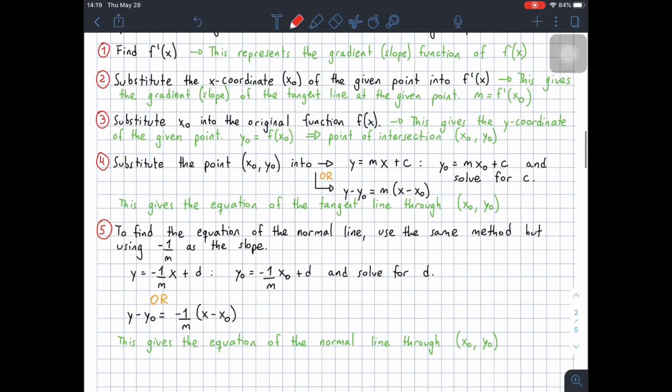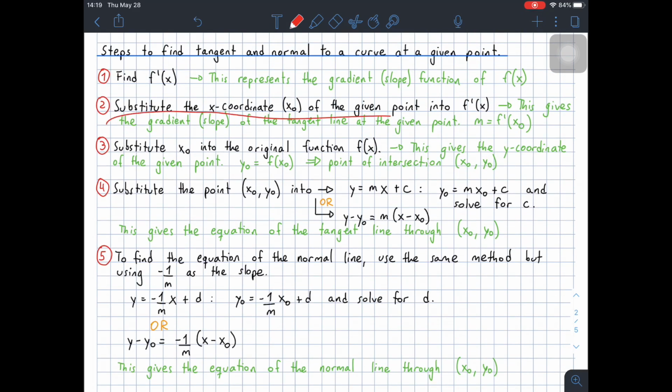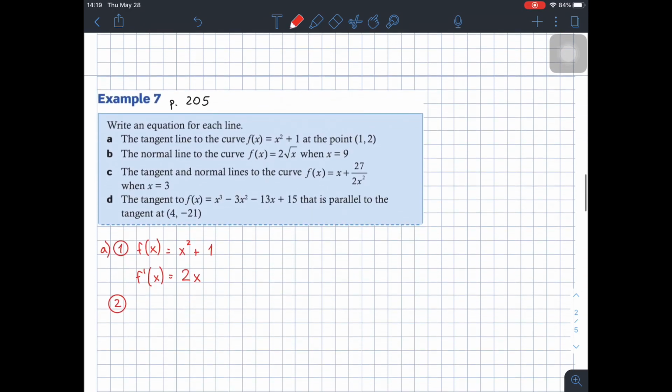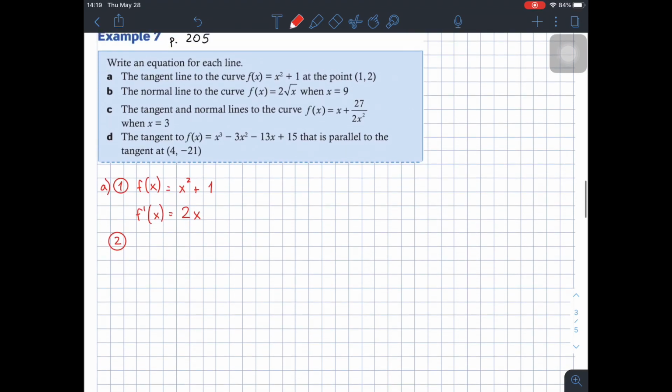The second step says substitute the x coordinate of the given point into the gradient function. So we're going to substitute the x coordinate, which in this case is 1, into our gradient function. So we're going to find f prime of 1 in this case, which is 2 times 1. So f prime of 1 is equal to 2. And this value we obtain here is exactly the gradient of the tangent line.